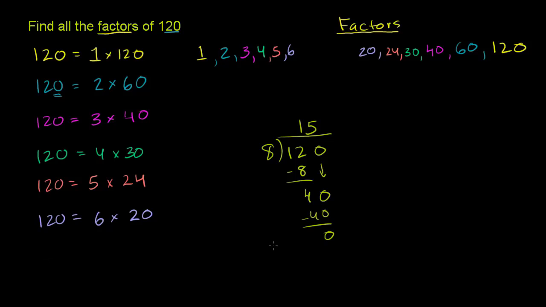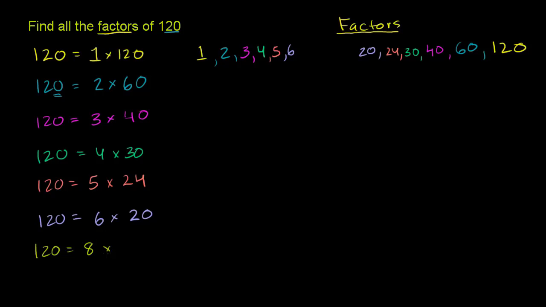So 120 is equal to 8 times 15. So let's add that to our factor list. We now have an 8, and now we have a 15. Now, is 120 divisible by 9? To test that out, you just add up the digits. 1 plus 2 plus 0 is equal to 3. Well, that satisfies our divisibility rule for 3, but 3 is not divisible by 9. So our number will not be divisible by 9. So 9 does not work out.